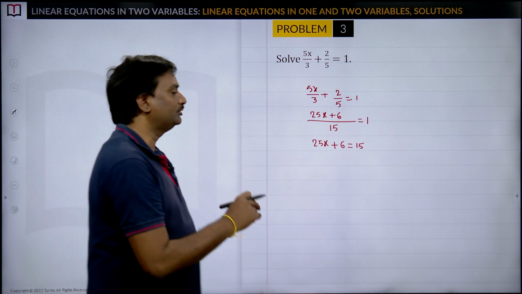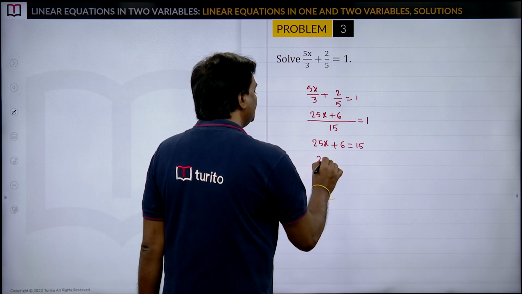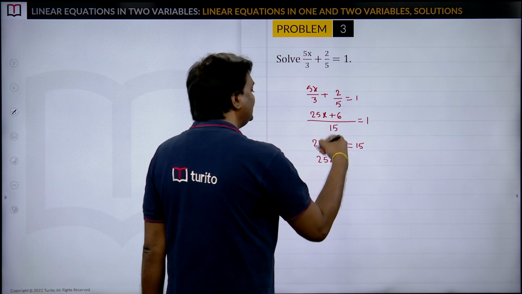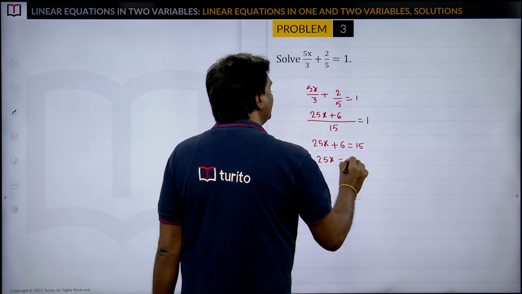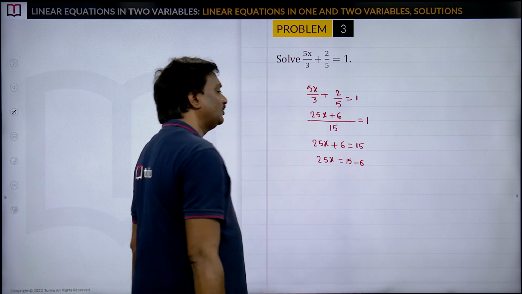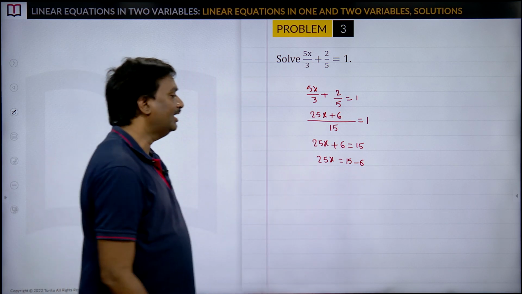If you take 6 to that side, here plus 6 is there, by transposing this 6 to RHS, you will get minus 6. 25x equal to 15 minus 6.